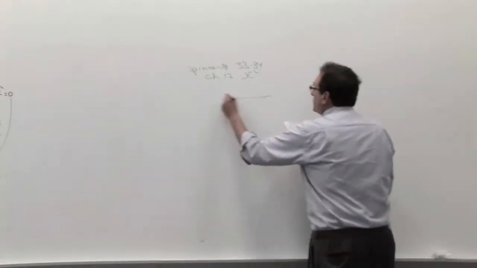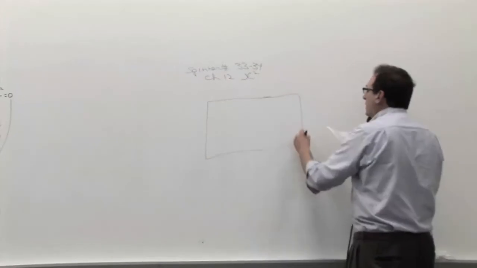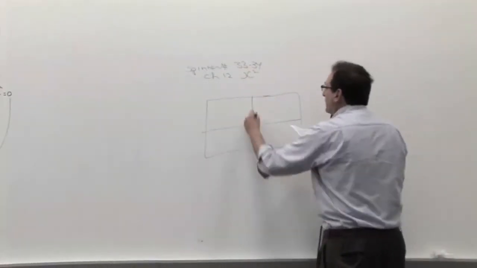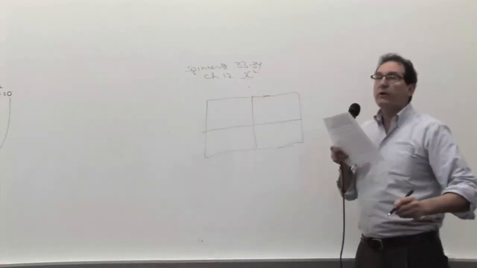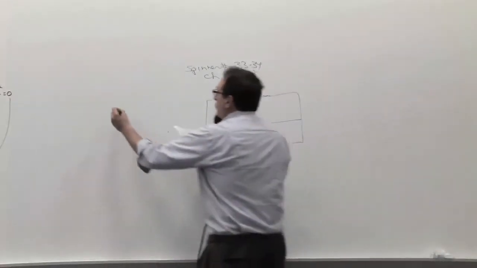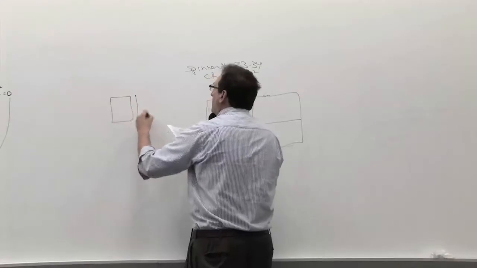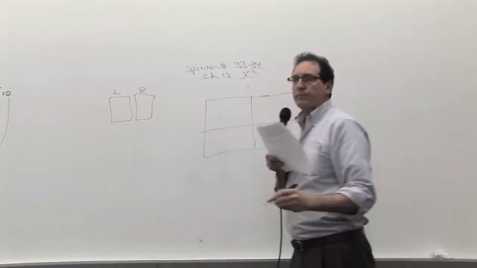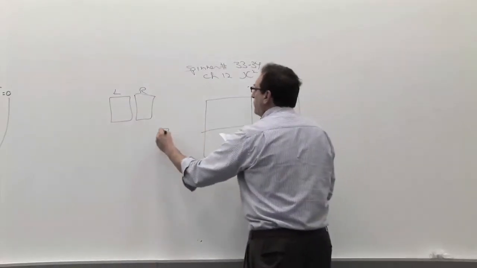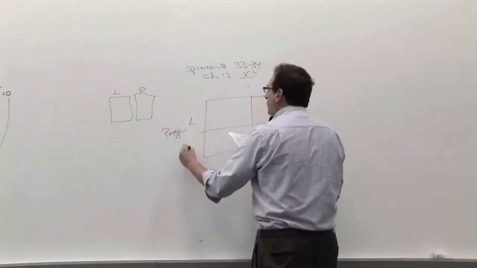Well, in order to demonstrate the chi-squared, you have to have a couple of rows and a couple of columns, which means you have to have some variable that represents something here and something that represents it over here. So the variable that I'm going to pick, since there are 2 pages in the back of the book of random number tables, I'll pick the left page and the right page. So the variable will be page, left or right.